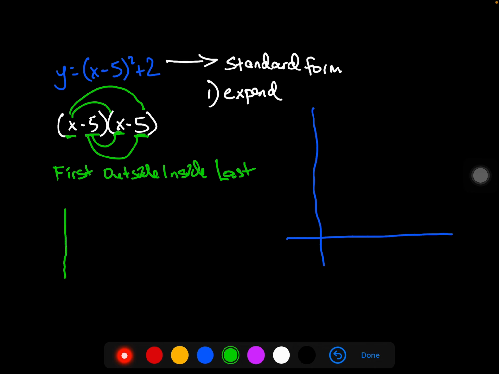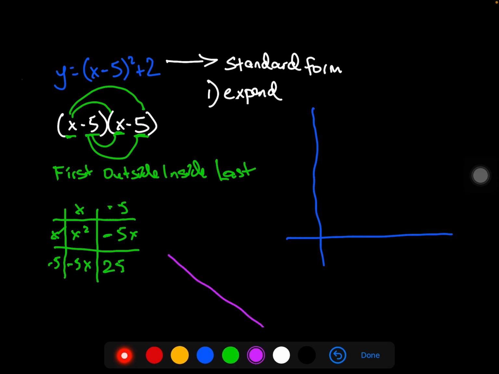Now, some students also learn the box method, where we're going to put our two different sets of parentheses on these axes here, and then just multiply. We get x squared. x times negative 5 is negative 5x. Negative 5 times x is negative 5x. Negative 5 times negative 5 is 25. And then we just add them all together.